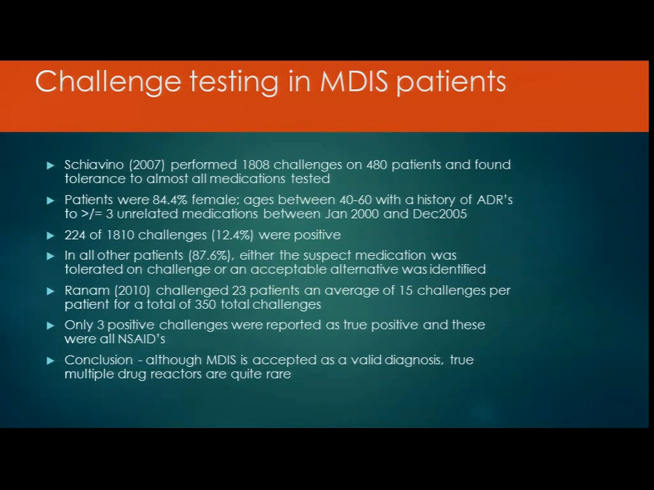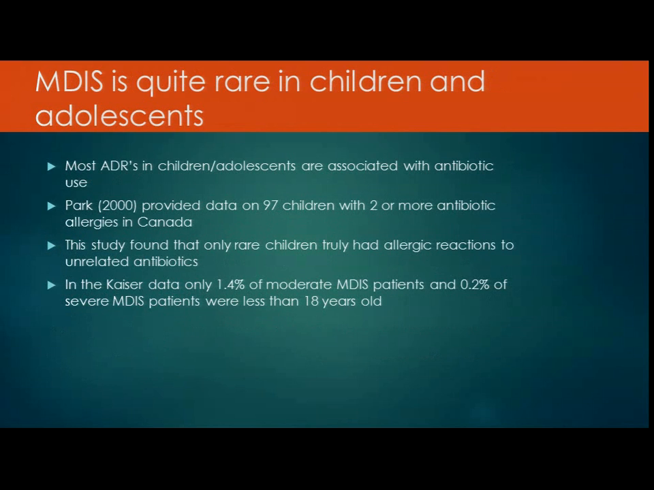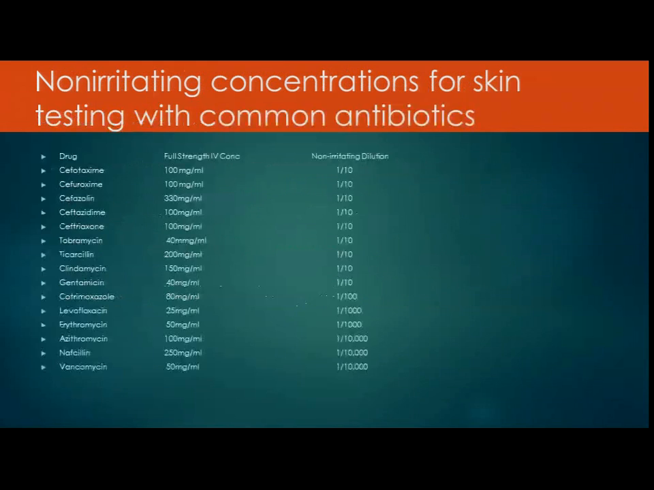So again, although people say they have this disease or this diagnosis, it's hard to pin it down when you really have that. Now, if you look at children, most of these happen in older adults and most of them are female. So if you look at kids, Park did a study in Canada where they had data on 97 children with 2 or more drug allergies, and they found that only 1 out of 97 truly had an allergic reaction to the drug they were supposed to have. And in Kaiser's data, only 1.4% of the moderate and 0.2% of the severe patients were less than 18 years of age. So again, it's older women that are overweight and are on lots of medications with lots of comorbidities that are the group that fits this disease category.